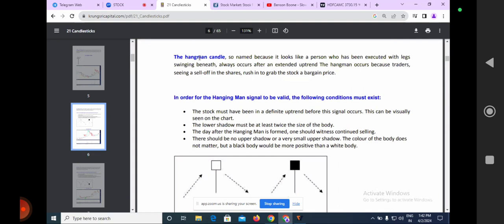See, now as I told you, a hammer candle will be identified in a downward market. But the opposite of this is, when the market is going upside, if you identify the same hammer-shaped candle in an uptrend market, then you can expect the market to come down. I hope I'm not confusing you.